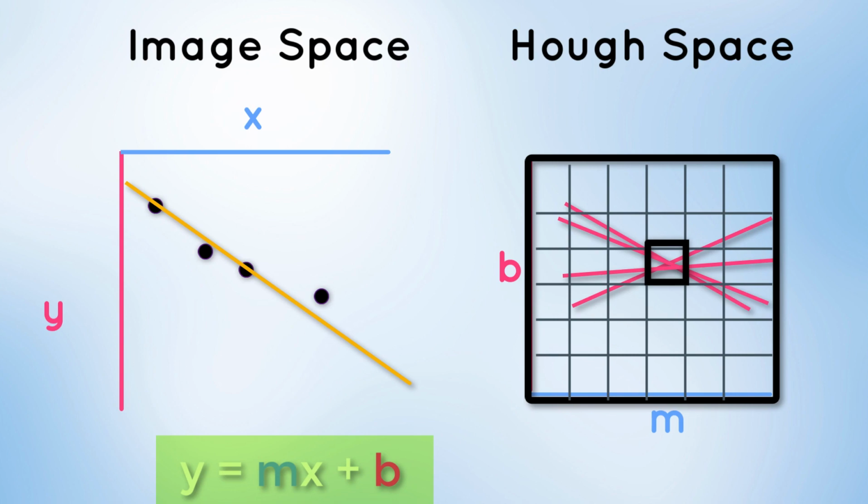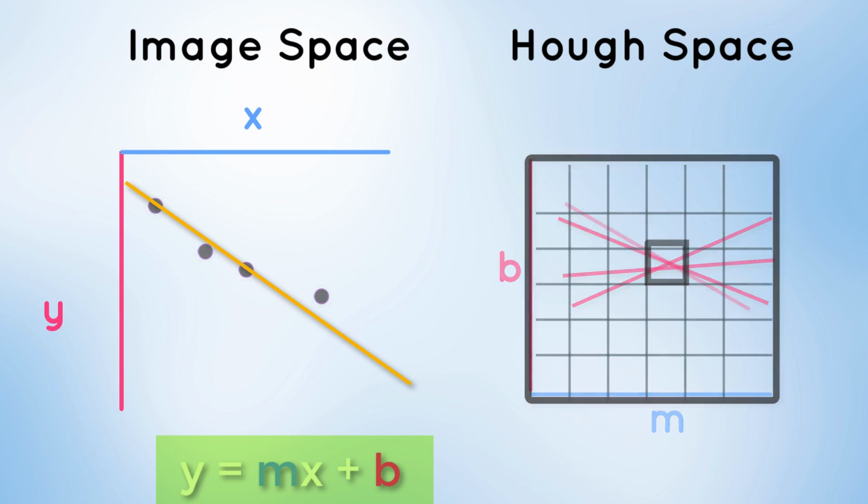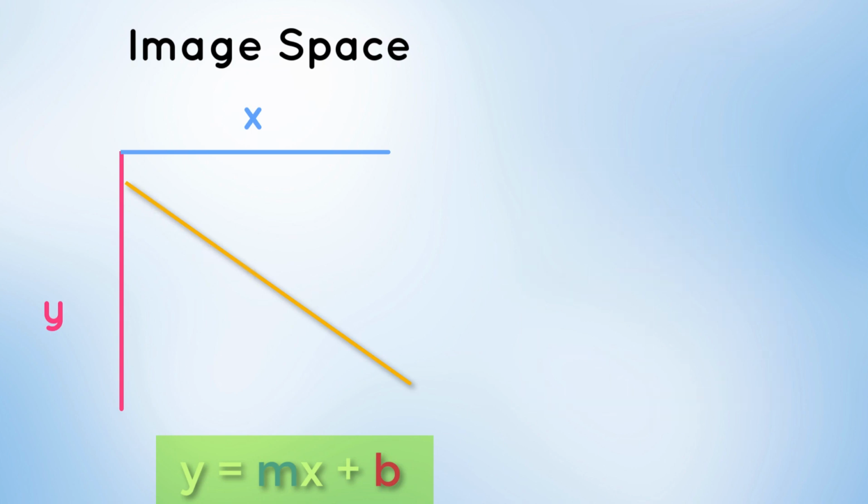Now that we know the theory of how we're going to identify lines in our gradient image, you would think to yourself, alright, enough talking, time to code. Well, not so fast. There's just one tiny problem. We still haven't taken into account vertical lines.